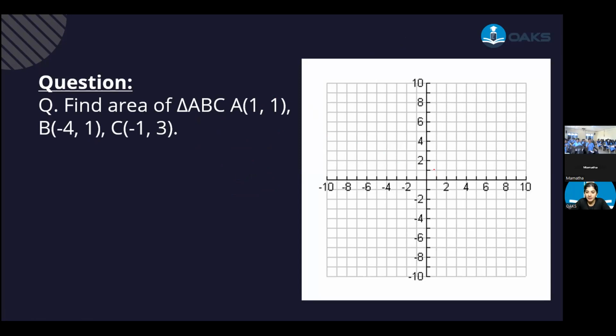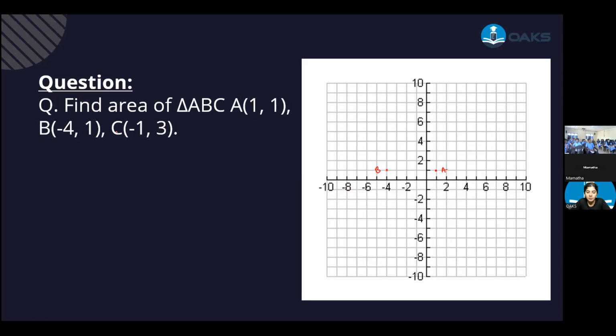Up, madam. Up. So we have this point, right? That is point A. Now, for B point, we have to start from origin and then left, madam. Left till what point? -4. Then up or down? Up. Up till this point, right? 1. Now this is point A, this is point B.